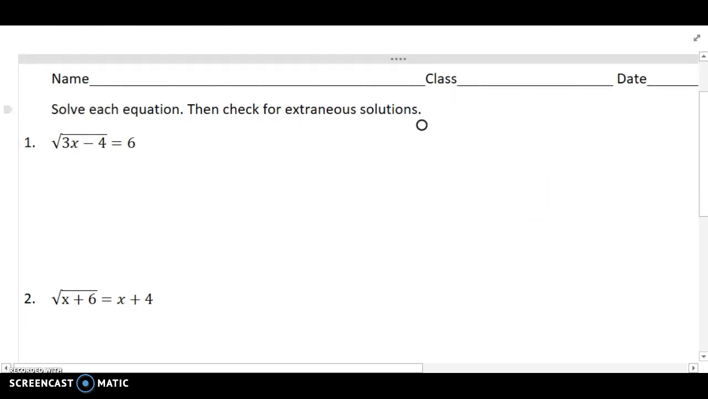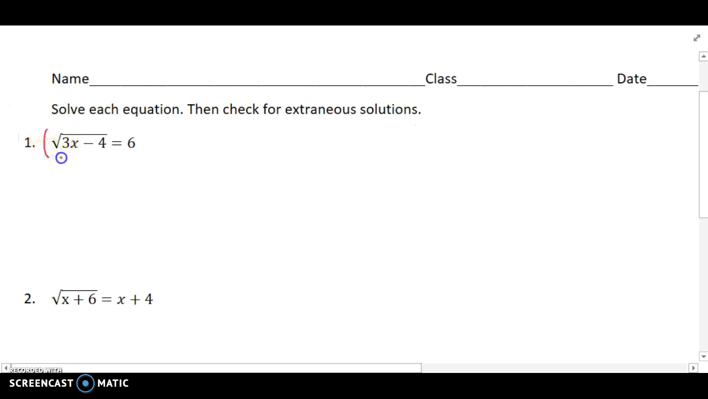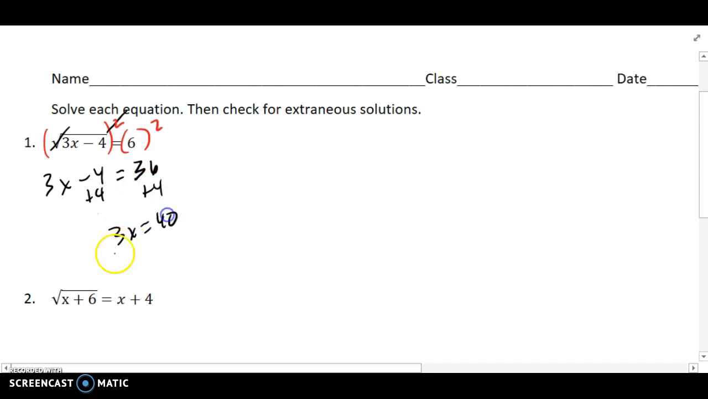So first of all here, we have a square root, and most of you already kind of know how to do this one. To get rid of our root, we square both sides, right? So I'm going to put parentheses around it so you can see what's being squared and what's going to happen. But the root and the square are going to cancel. And then 6 squared is 36. And then from here we're going to solve. And we're going to divide off the 3. So x is going to equal 40 over 3.